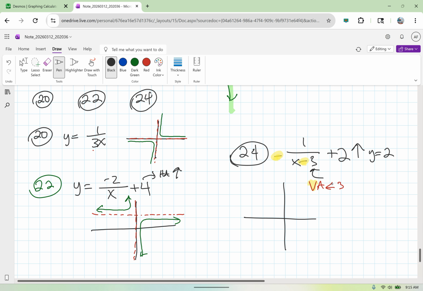Quick sketch. We have a vertical asymptote at x equals negative 3. So I'm not actually using just quick mini graphs here. And then I have y equals 2. And this is flipped. So my graph is going to be like so.